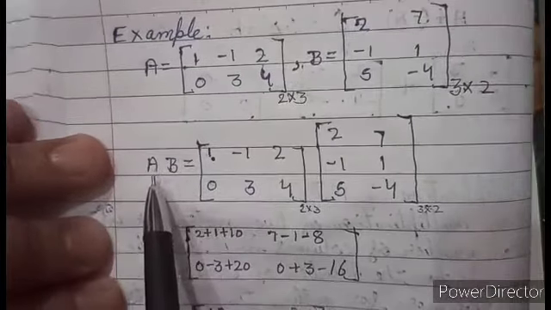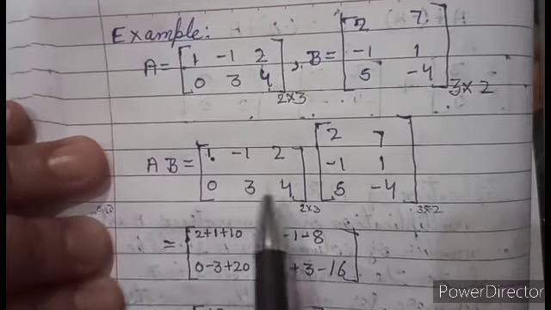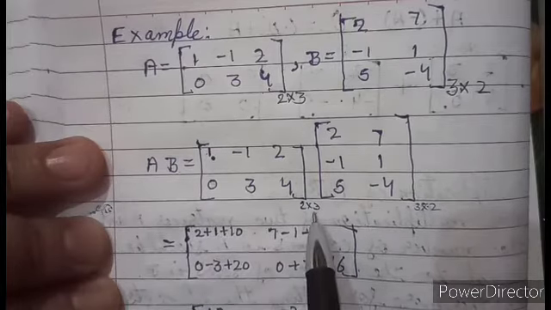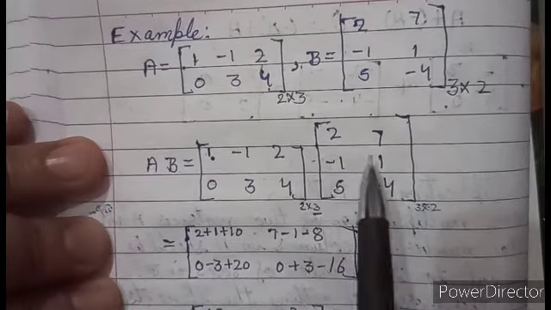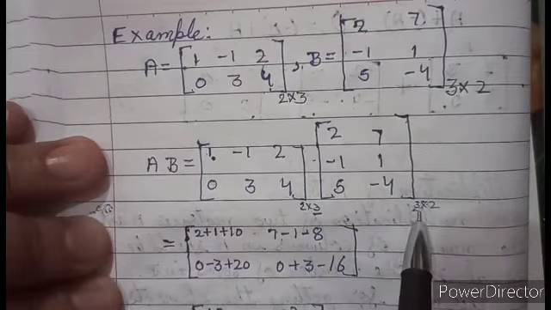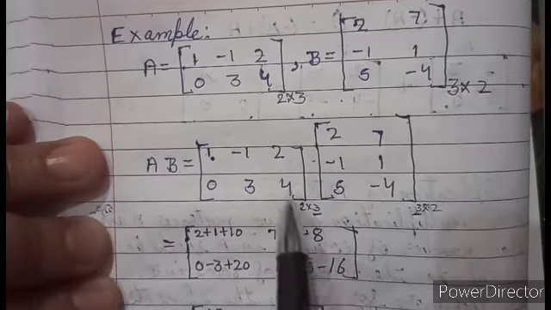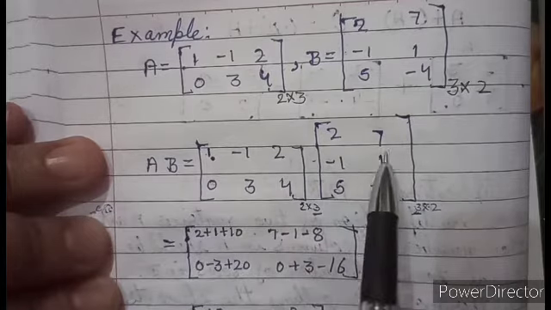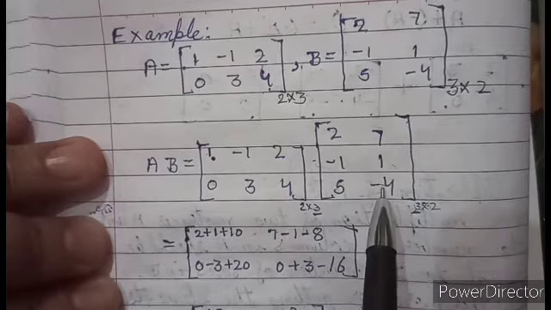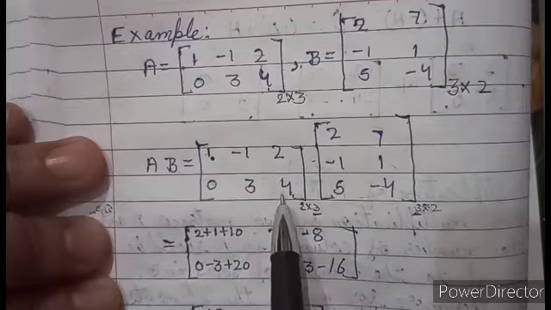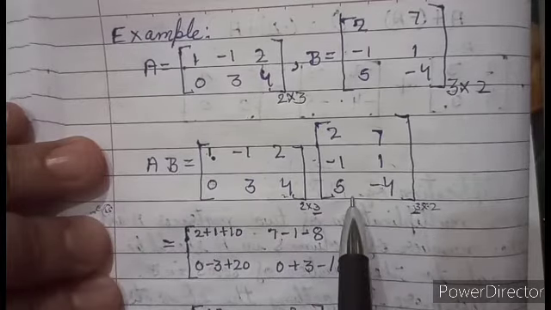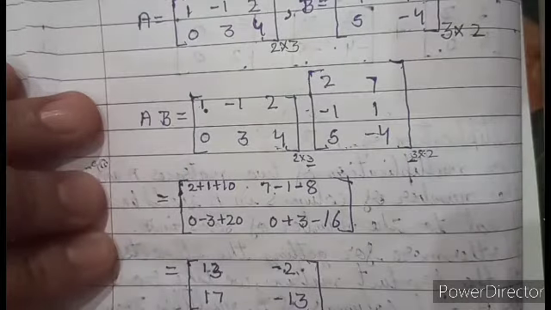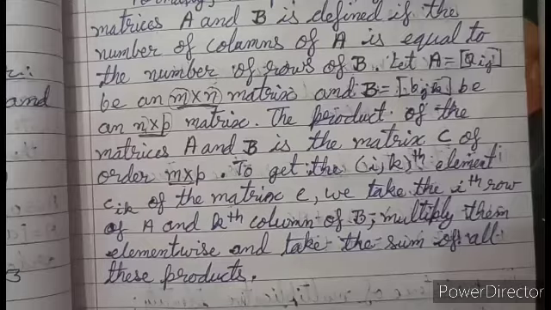Now, if you want to find the product AB, then the number of columns of the first matrix, that is 3 here, should be equal to the number of rows of the second matrix, and that is also 3. So we can say the number of columns of the first matrix is equal to the number of rows of the second matrix. That means the product of the matrices is defined.